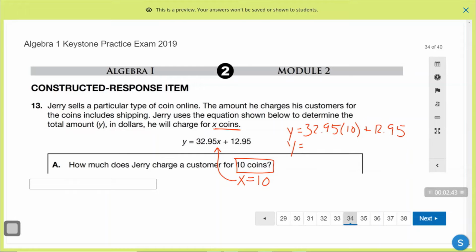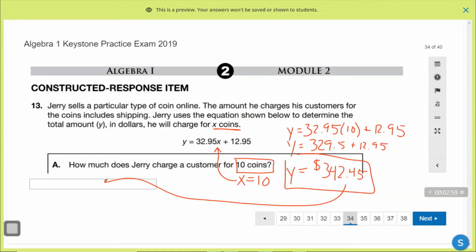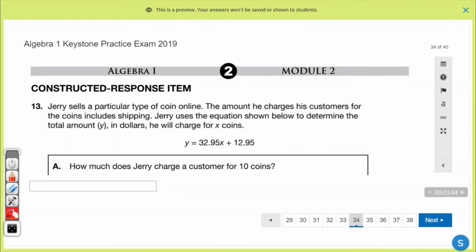And if you plug that into your calculator, you'll find that this gives me 329.5 plus 12.95. And then we find that the total charge is $342.45. And that's our value. You can take that and plug that in right here. All right, so that's our first part. Let's take a look at the second part.